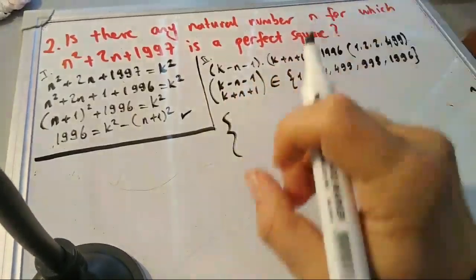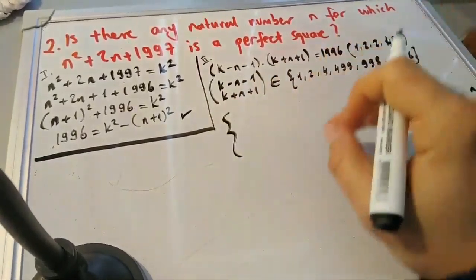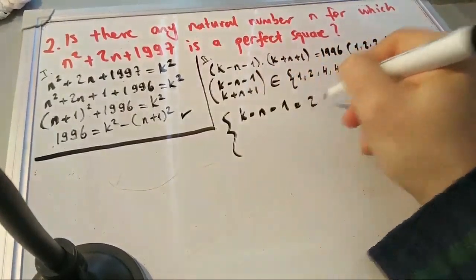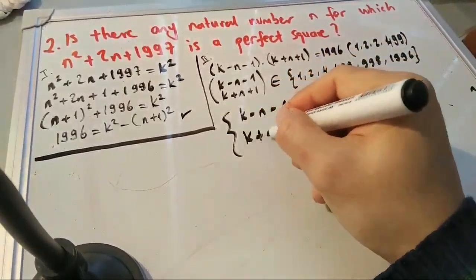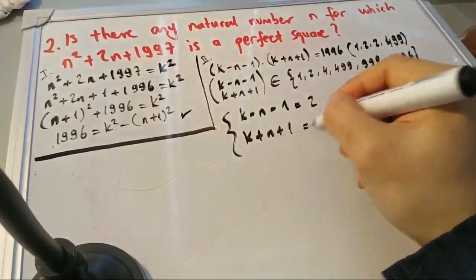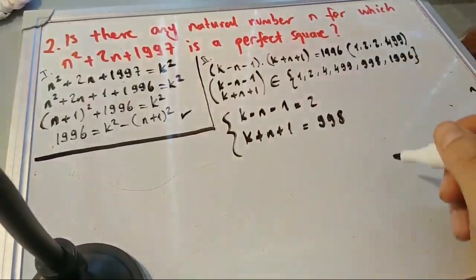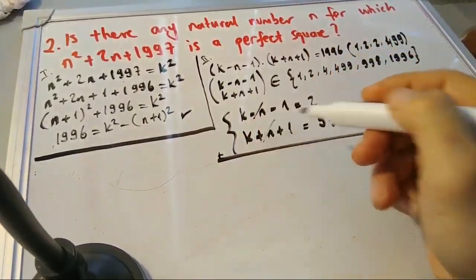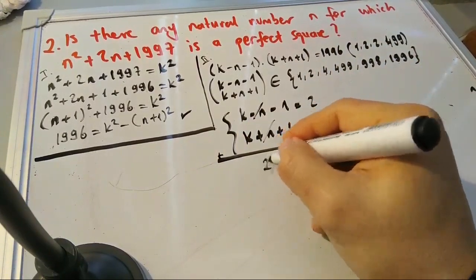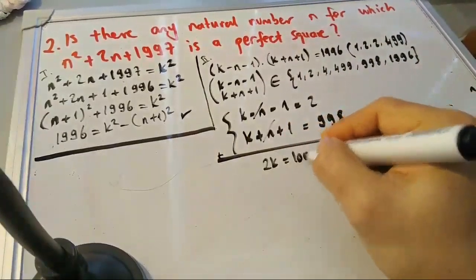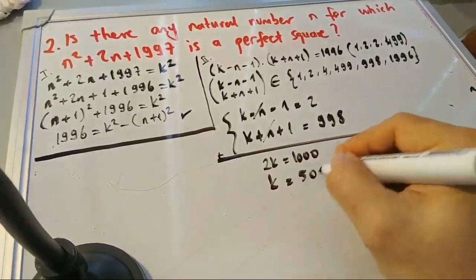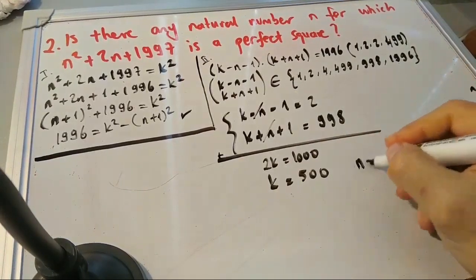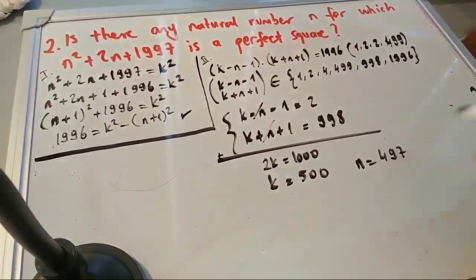I will pick it up here. 2 and 998. k minus n minus 1 is 2. k plus n plus 1 is equal to 998. Adding the equations, k and k cancel each other out. 2k is equal to 1000, so k is 500. For n, we get 497.